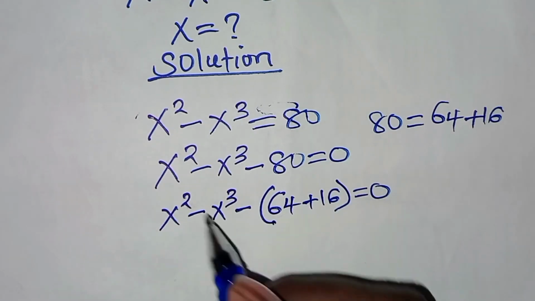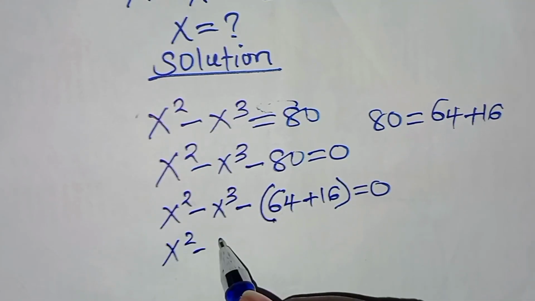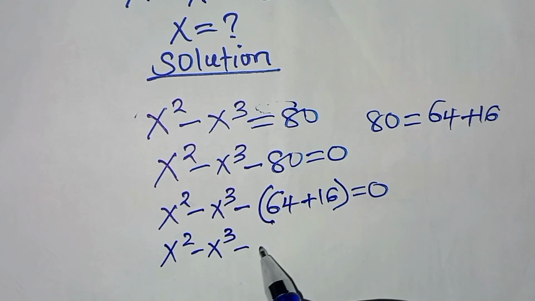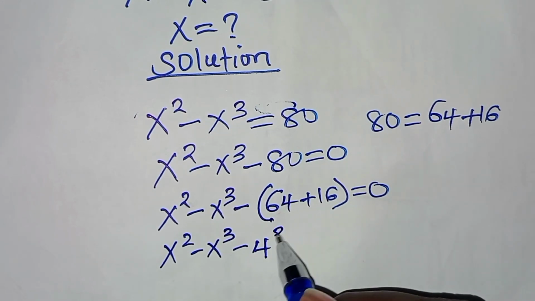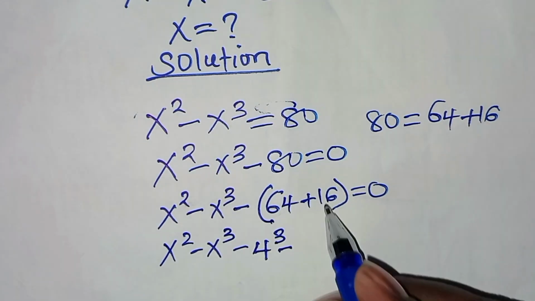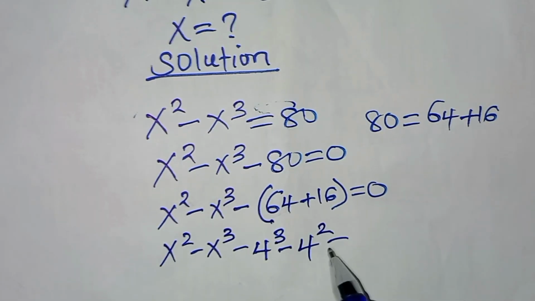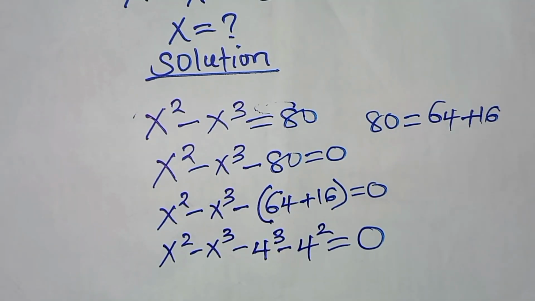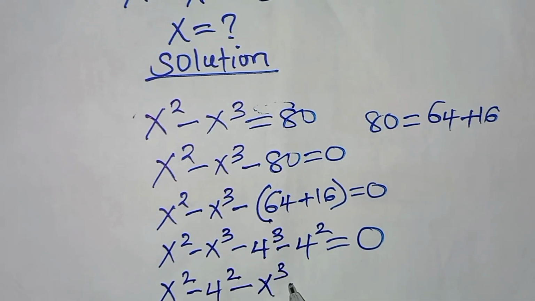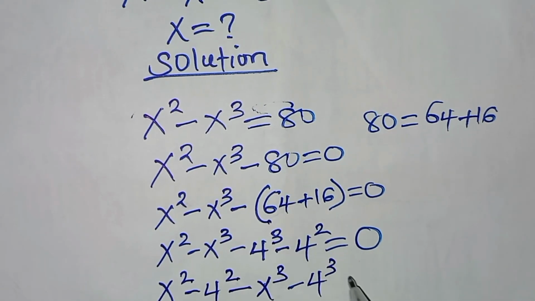Now from here we'll have x to power 2 subtract x to power 3. Now here we can express 64 as 4 to power 3, and then here we'll have subtract 16, which is 4 to power 2, is equal to 0. Now from here, let's combine things: x to power 2 subtract 4 to power 2, subtract x to power 3 subtract 4 to power 3, is equal to 0.